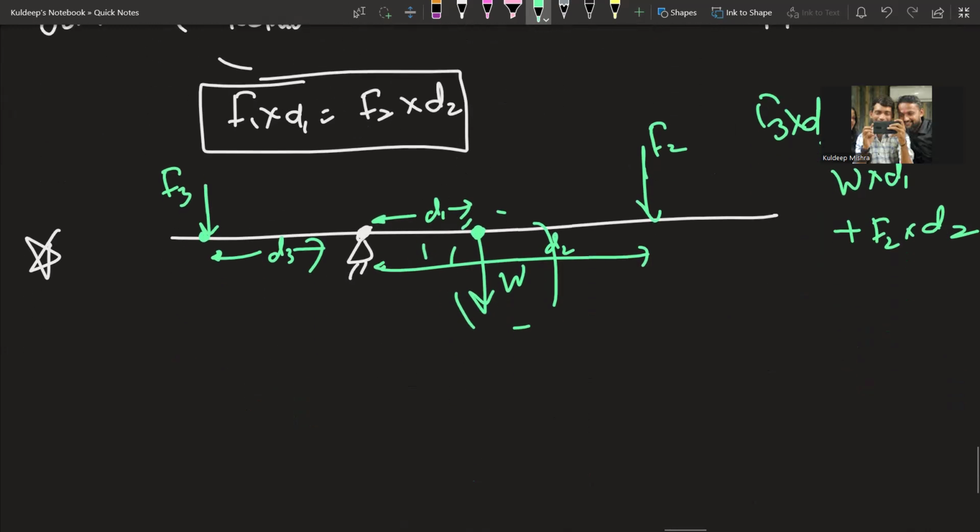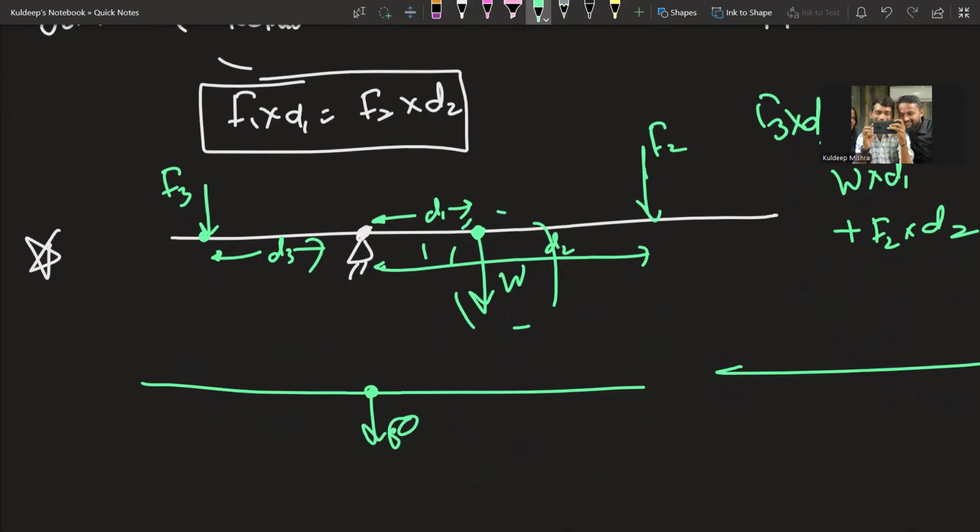So if the beam is like, let us say 100, so W will be at 50. If beam is of like 50, W will be at 25. This is standard, don't need to worry about that. And always you take the distance from the pivot. Remember this, take the distance of the force from the pivot.